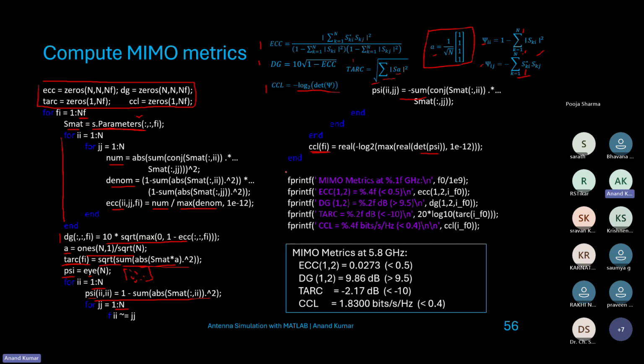We get the CCL values, we can print them, and this will print this MIMO matrix at 5.8 gigahertz in your command window as ECC. This is less than 0, this is greater than 0, which is good. TRC is less than 10, which is also good, but the CCL is not good because your dipole does not have very good isolation between the different elements. So the CCL is bad. But if you make different designs, you might have improved CCL performance.